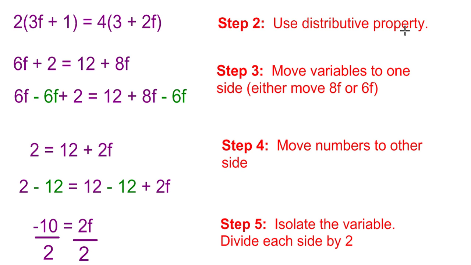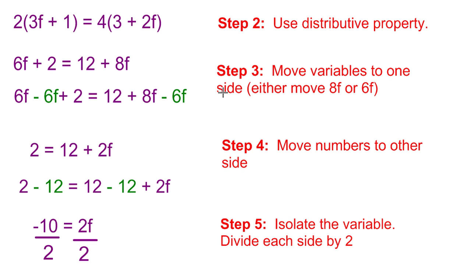So our next step is to use the distributive property. We're going to distribute the 2 in, distribute the 4 in. That becomes 3 times 2, or 6f's, and then 2 times 1, or 2, that's a constant. Then we have 4 times 3 is 12, and then also plus 4 times 2f's, which is 8f.